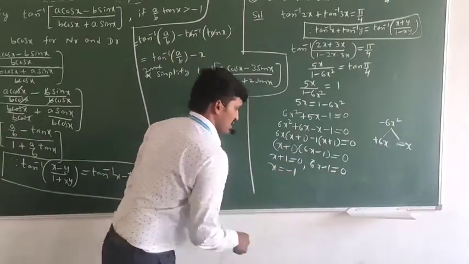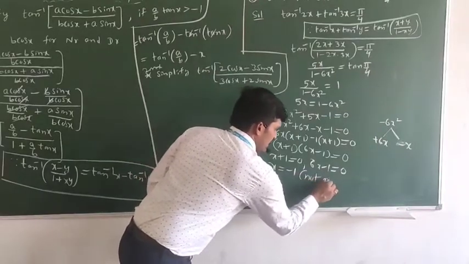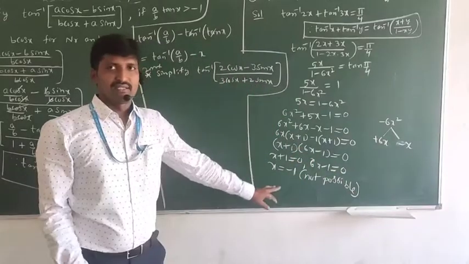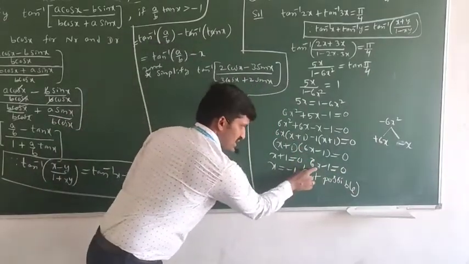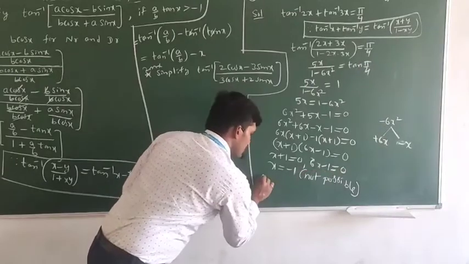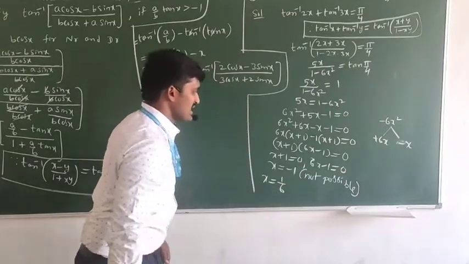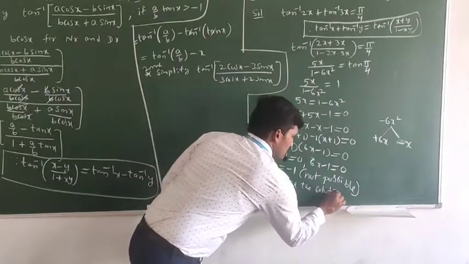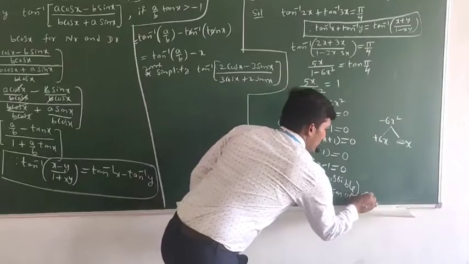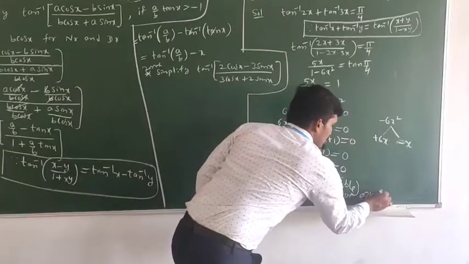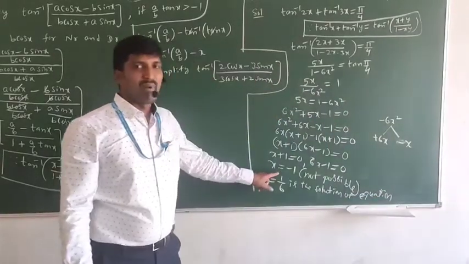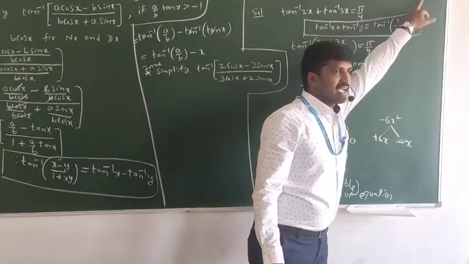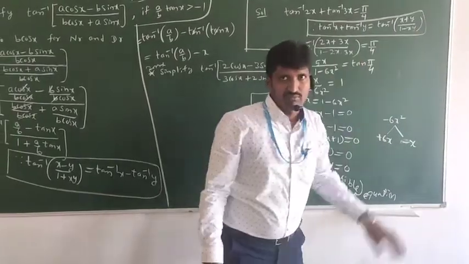But x is minus 1, it is clearly not possible. The reason is x is clearly greater than 0. That's why this is not possible. And from 6x minus 1 equal to 0, what x value do you get? 1 by 6 is the solution of the equation. Only one solution. Minus 1 is not a solution to the given equation. Reason is x is only a positive value.